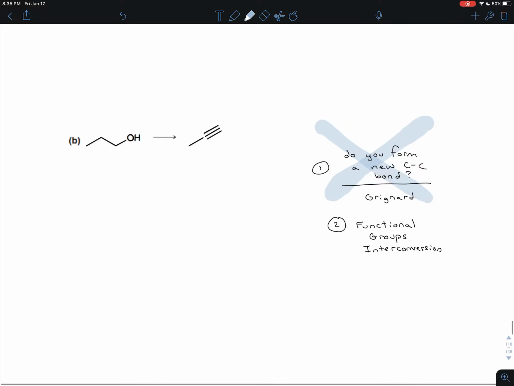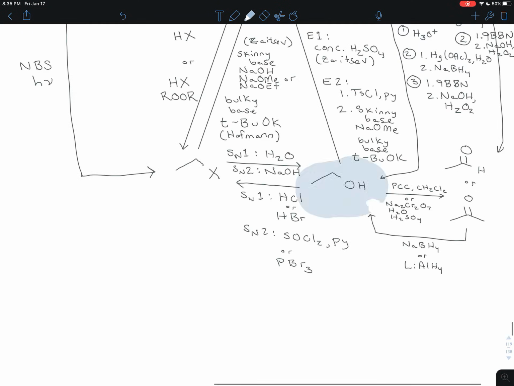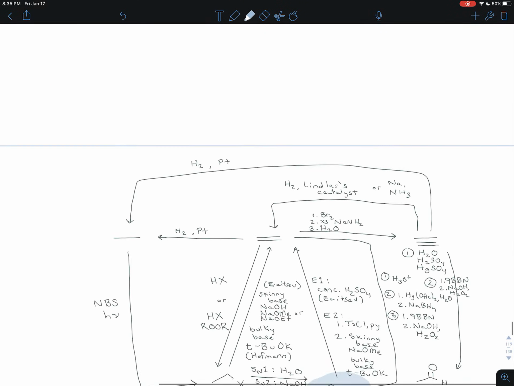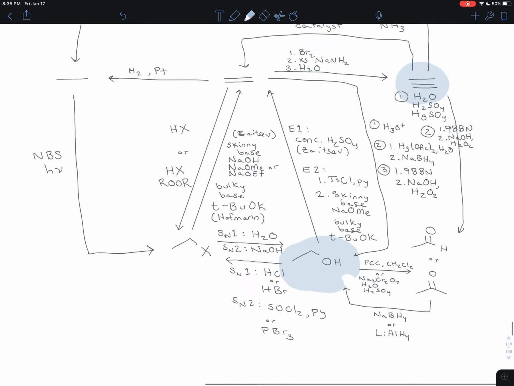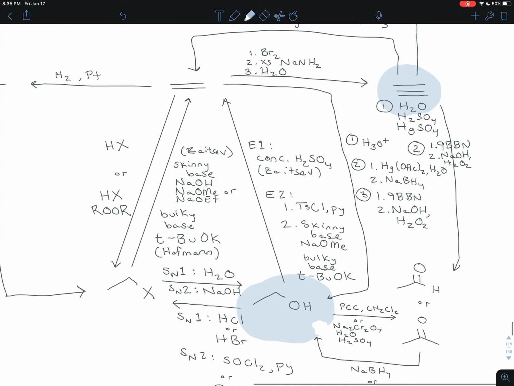So here, we're going to start with an alcohol, and we'll end up with an alkyne. So it's sort of the reverse of what we did in the last video. Now in this one, you might think, okay, well maybe first I can oxidize it, but there's no way to get from that aldehyde or ketone to the alkyne. So that way isn't available to you. Another option is we could turn the alcohol into an alkene, and then we can turn the alkene into the alkyne.